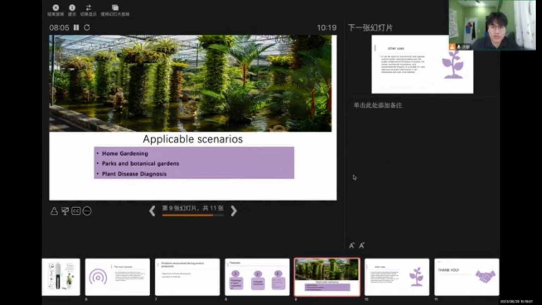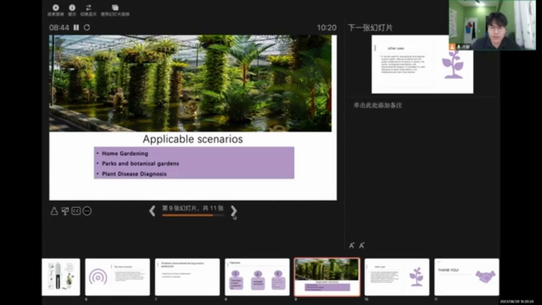Applicable scenarios in the future. A smart plant translator can be used in many scenarios in life. Examples include home gardens, parks and botanical gardens, and plant disease diagnosis. In the home garden, the plant translator can help home gardeners take better care of their indoor and outdoor plants. In parks and botanical gardens, visitors can obtain information about various plants through the plant translator.